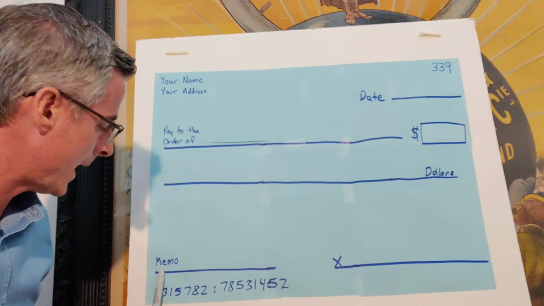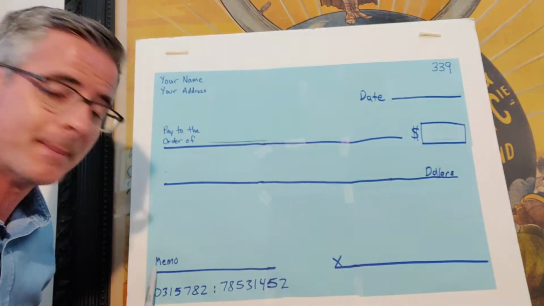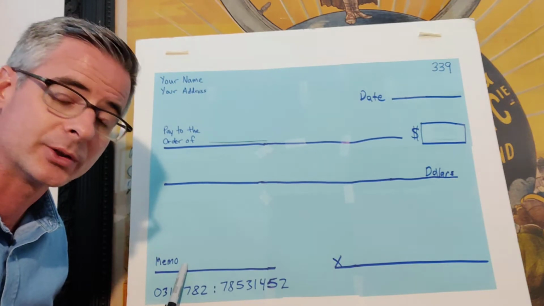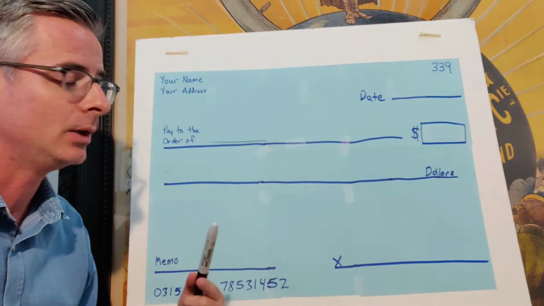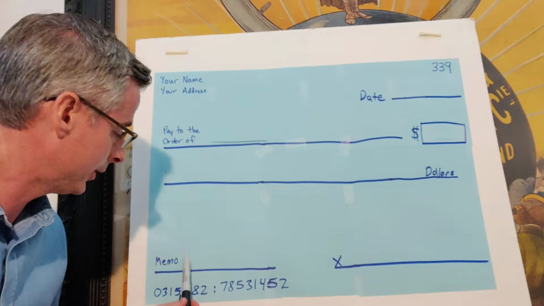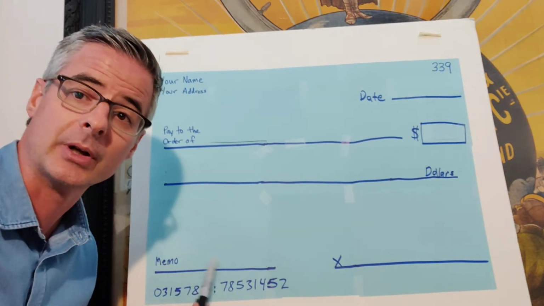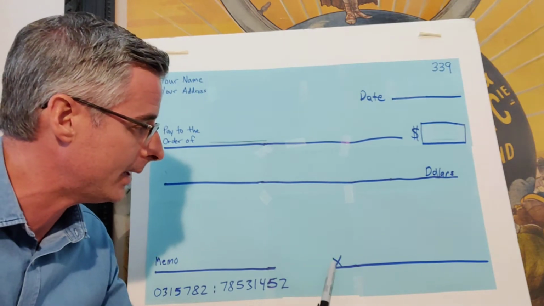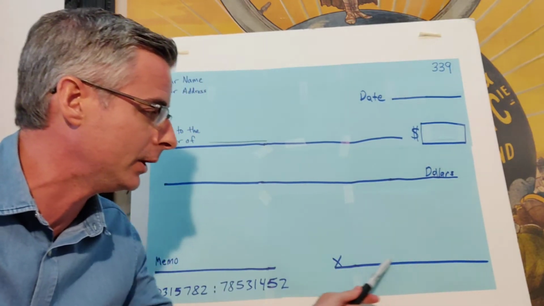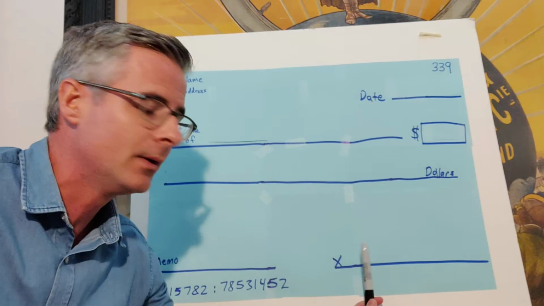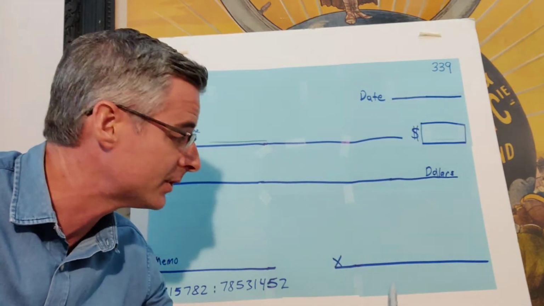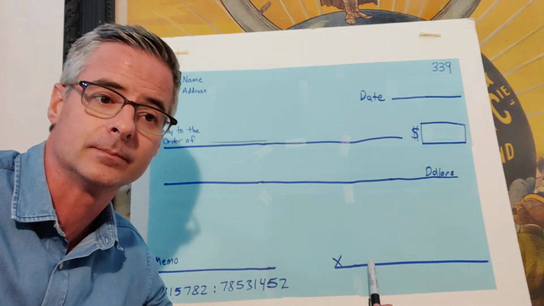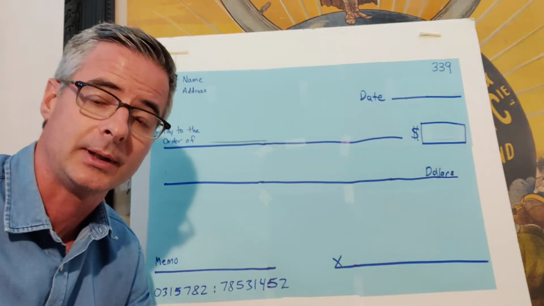Okay. You have a spot that says memo. Okay. This is just what the check is for. So for example, if you're paying your cell phone bill, you just write cell phone bill there, or cell phone. Okay, just gives you an idea of what the check was for. And then this line here with the X over here on the right hand side, you're actually going to sign your name. Sign your name. That makes the check live. The other person can actually cash it.